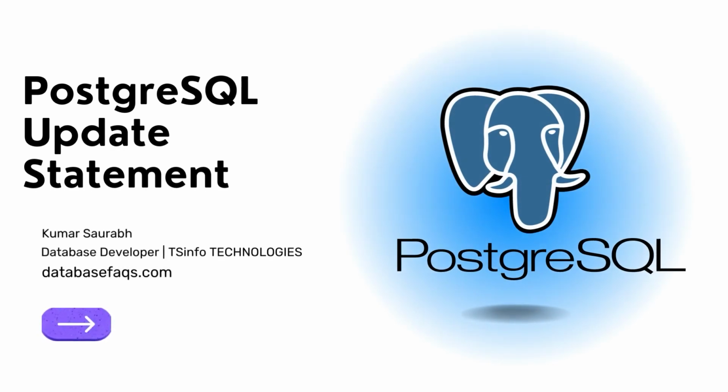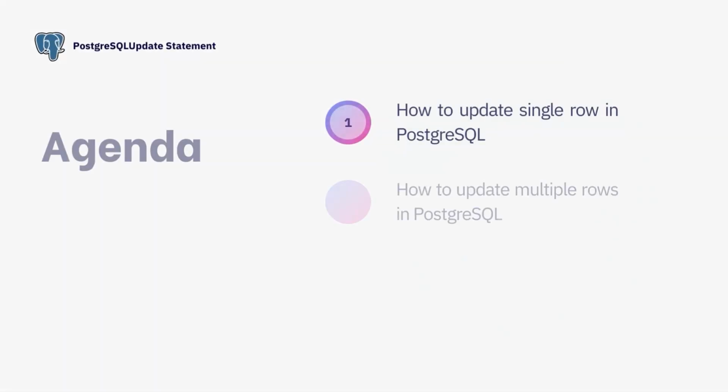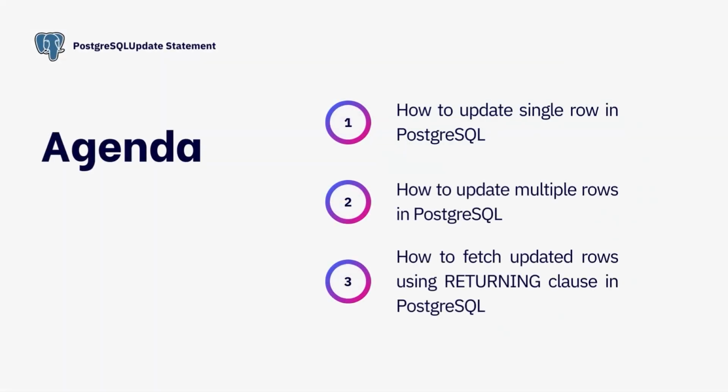In this video, we will dive into one of the essential SQL commands, the update statement. When managing data in databases, it's often necessary to modify existing records, and that's where the update statement comes into play. We will explore its syntax, discuss how it works, and provide a practical example to illustrate its uses, including a single row updation, multiple rows updation, and using a returning clause to fetch the updated rows.